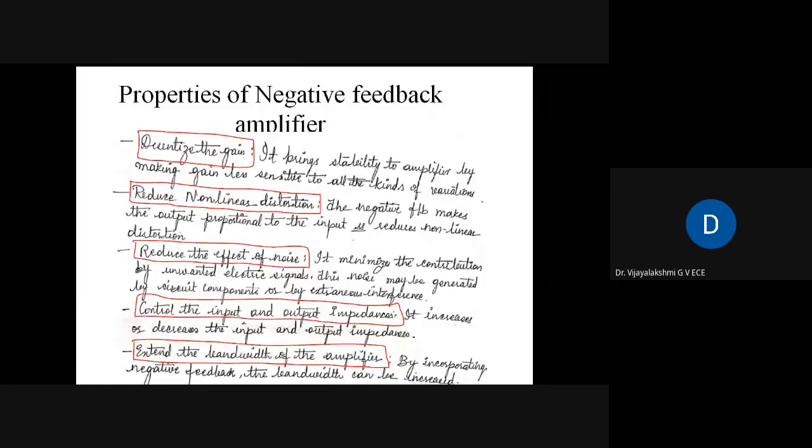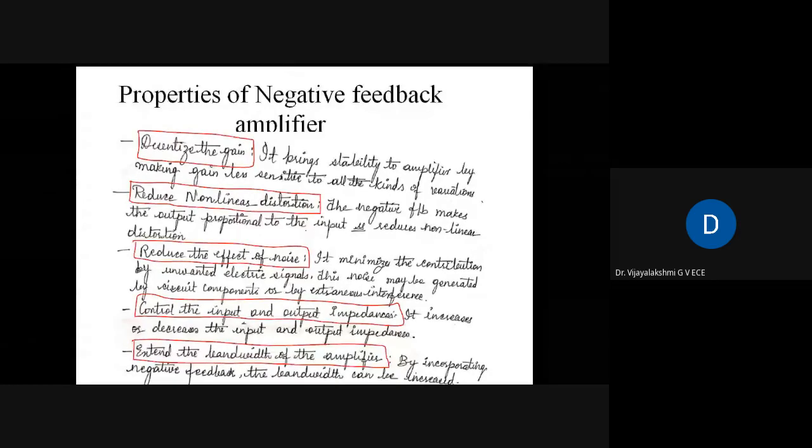In order to avoid that, we go for negative feedback, which makes the gain less sensitive to all kinds of variations. That means though there are other parameters which may tend to decrease the gain, by using negative feedback we can make it less sensitive. That means the variation becomes very small. This is how you can bring the stability. Stability means you maintain the gain of the amplifier irrespective of the kind of variations applied on the circuit. Next, reduced non-linear distortion.